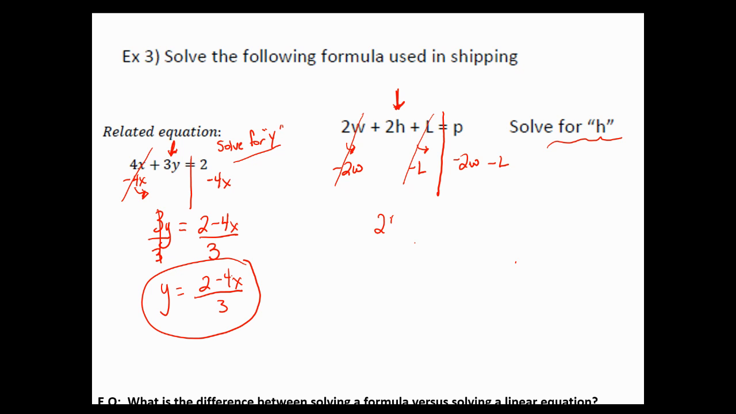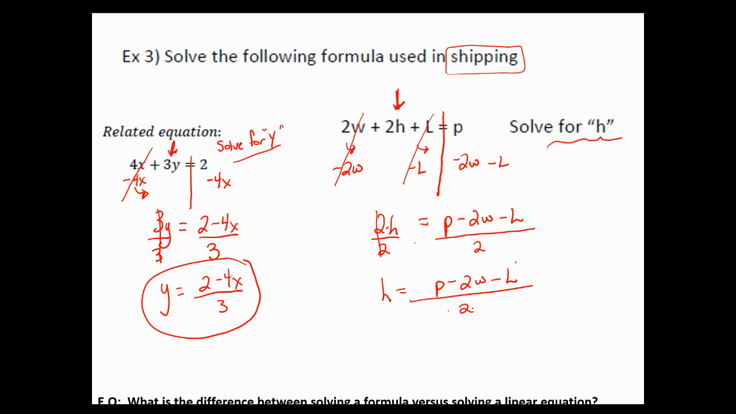I'm just going to bring this down. 2h is equal to, and then you just write the whole thing: P minus 2w's minus L. That's the height, the width, and the length. Remember, this is for shipping, so they're probably talking about boxes, right? Length, width, and height of boxes. Okay, to undo this multiply that's right here, we just divide. Make sure this division bar is really big. And you're done. This is the final answer.